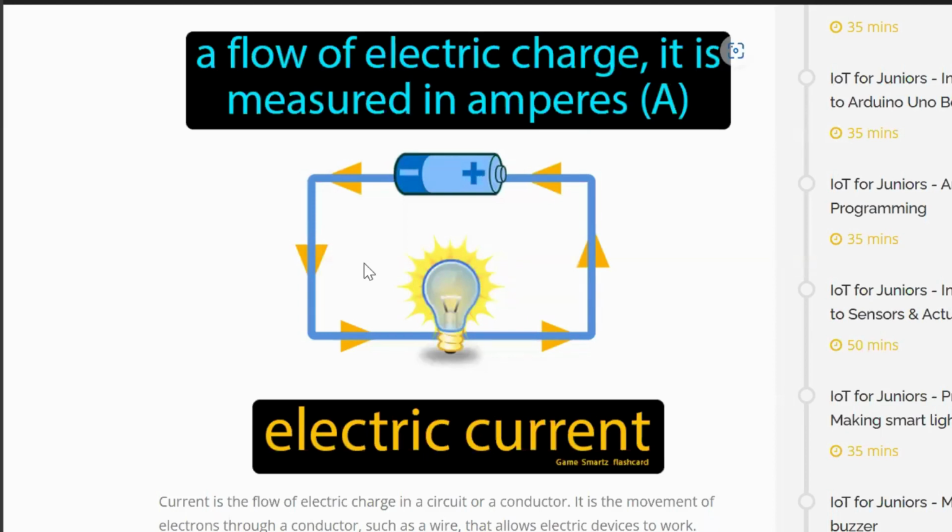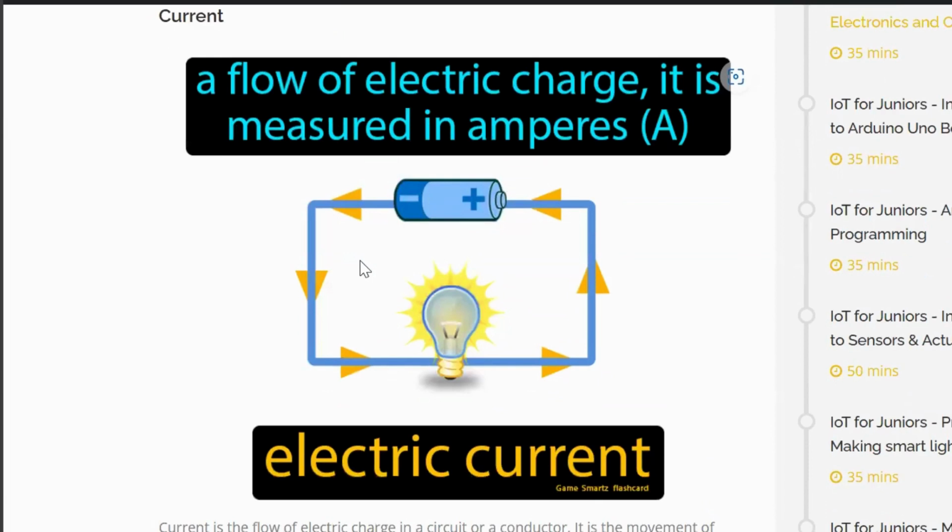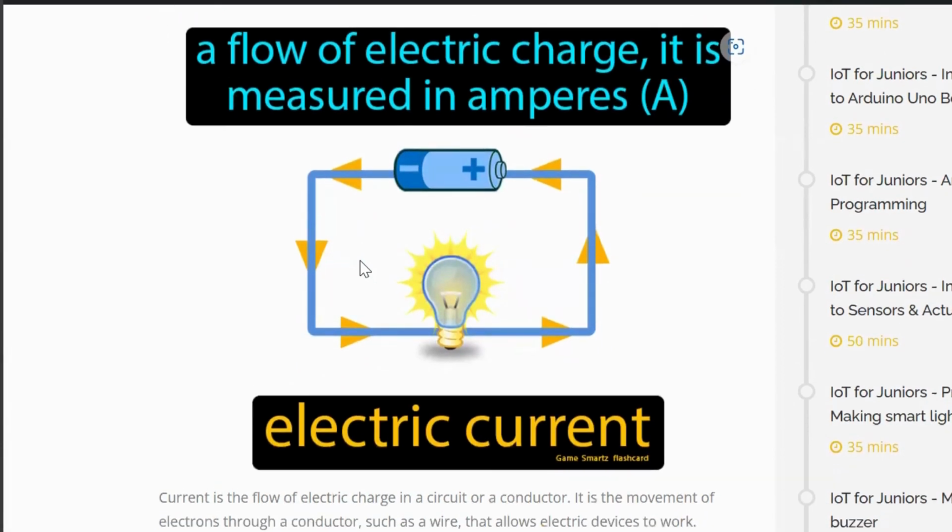Right. So today we see what is current. Current is basically flow of electric charge. That's it. So we know that every material has electrons.